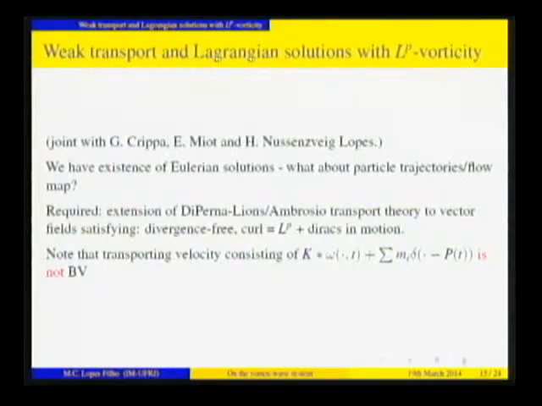But it's not a general non-BV vector field. It's a very special one, with a W^{1,2} velocity plus something which is not BV, but which I understand very well: it's exactly the sum of those point vortices. So the question was, can we extend Ambrosio's theory to cover this case? And the answer is yes.